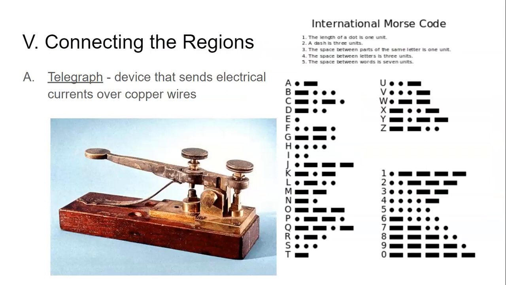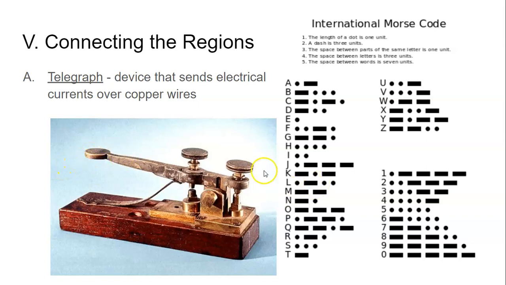Okay, so we talked about these three different regions of the country, right? The North, the South, and the West. And they're all doing different things for money, different economic activities. So we need to talk about how these different regions were actually all connected physically. How do we unite these to make a stronger America? So one way that all these regions were connected was through the telegraph.